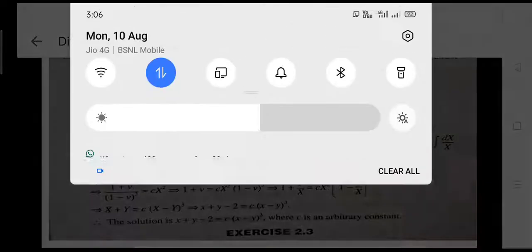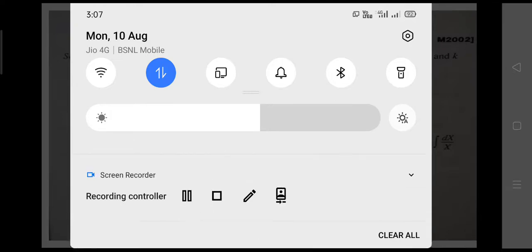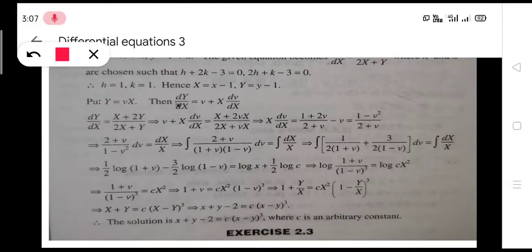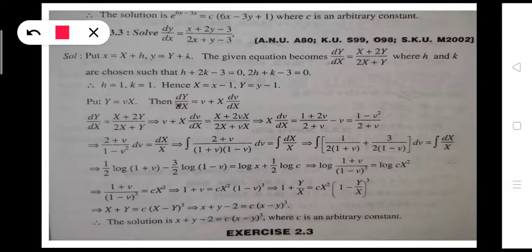Now here if you observe this equation, this is in the form of variable separable method. Here v terms are on one side and x terms are on the other side. Now integrating, we got integration of (2 plus v) by ((1 plus v) into (1 minus v)) dv is equal to integration of dx by x. Now separate this integral into two integrals, that is integration of 1 by (2 into (1 plus v)) plus integration of 3 by (2 into (1 minus v)) into dv is equal to integration of dx by x.